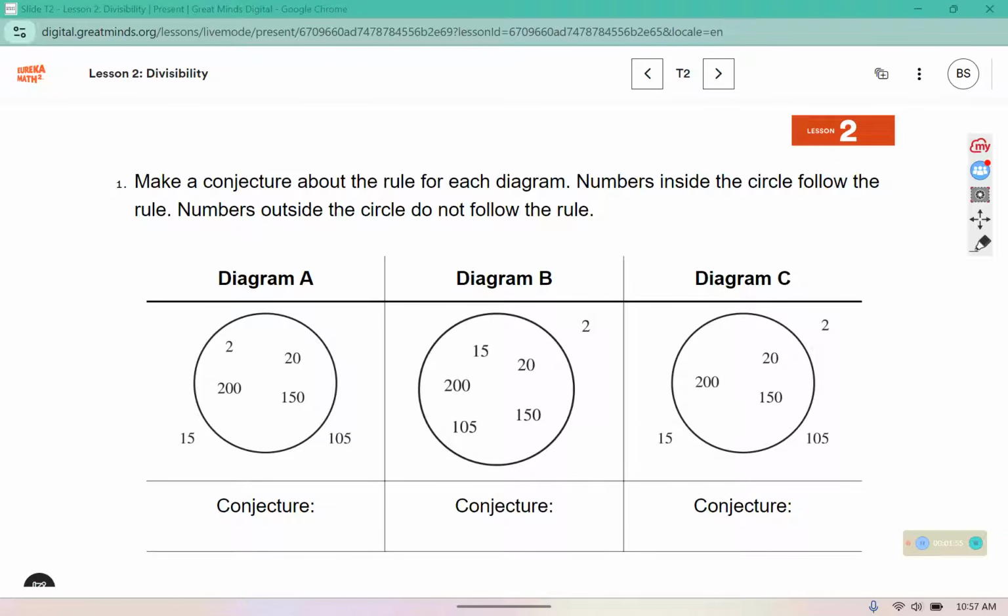Make a conjecture about the rule for each diagram. Numbers inside the circle follow the rule. Numbers outside the circle do not follow the rule. Each diagram represents a different rule. Think about what conclusions you can make based on the placement of these numbers. Make a hypothesis or a conjecture about the rule for each diagram. If you disagree with somebody, provide a number that does not follow the rule as a counterexample.